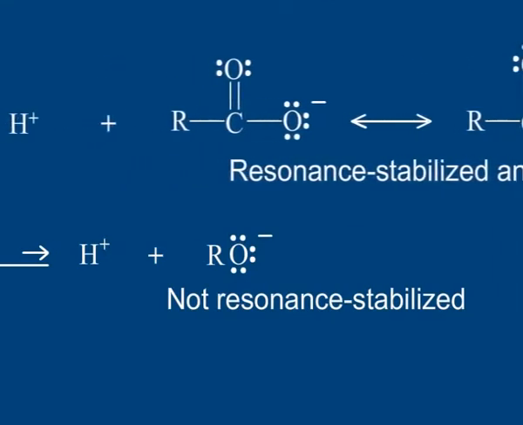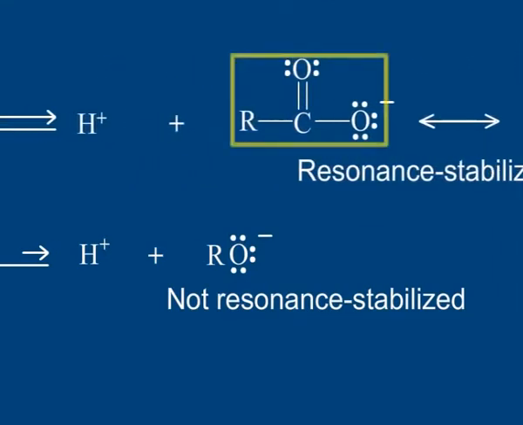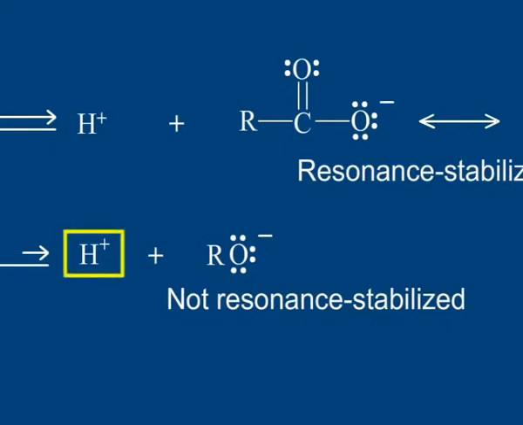As the stability of an anion increases, the acid dissociation equilibrium shifts to produce more of the anion. Concurrently, the hydrogen ion concentration increases, more in the case of carboxylic acids than alcohols.